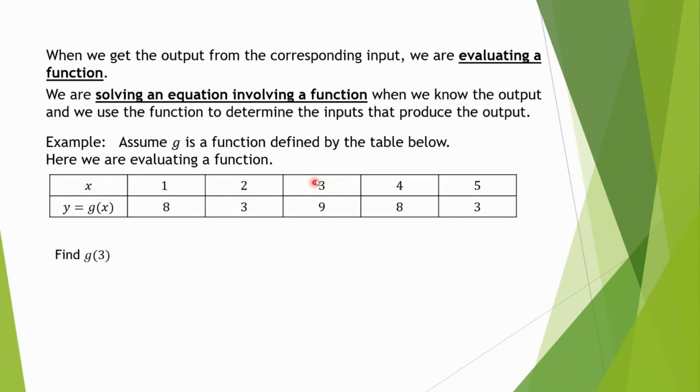So what does g of 3 do? Go to the y value, which is 9. So again, our input, which is x, is 3. Our output then is going to be 9. So g of 3 is 9. All right, that's one example.